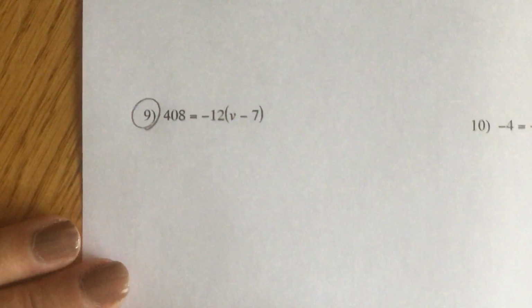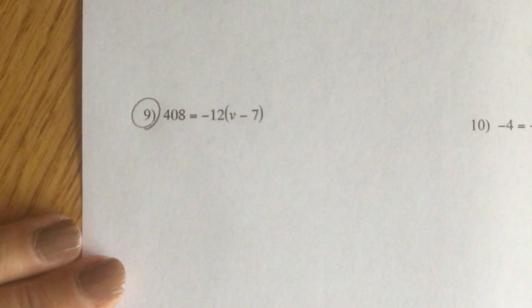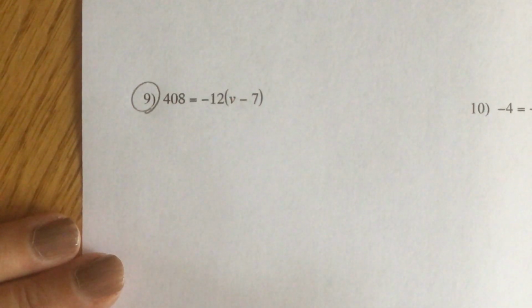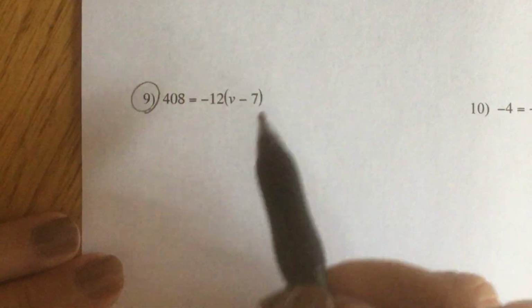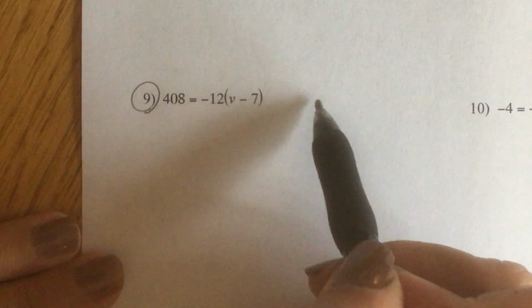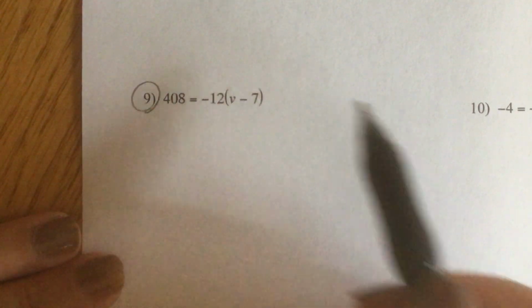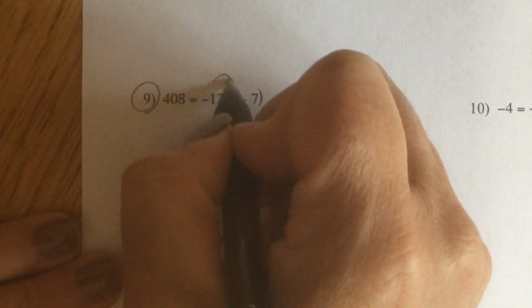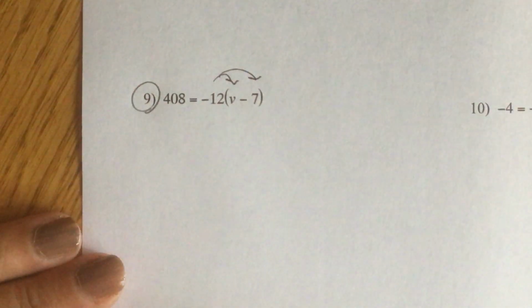So the next example I'm going to do is number 9. Now, some of you might see that there's a shortcut on this one. We could divide both sides by negative 12 to begin with, but I'm going to go ahead and distribute this, because if there was a plus 5 out here or a minus 10, then you wouldn't be able to divide by negative 12. So the safe way is to distribute.